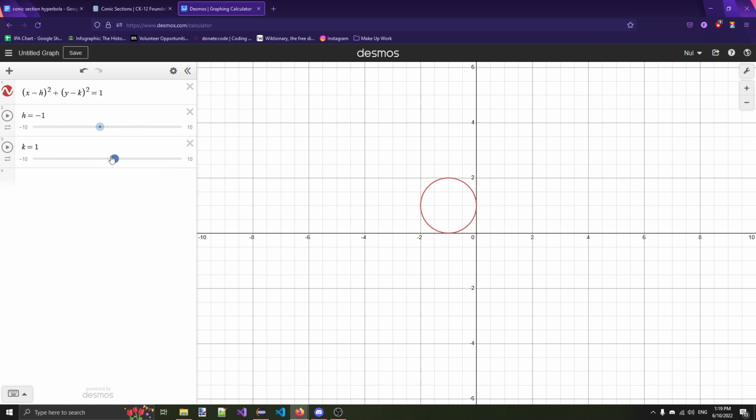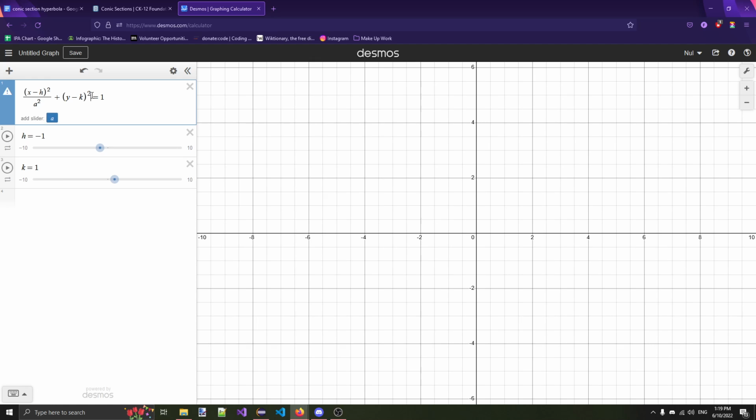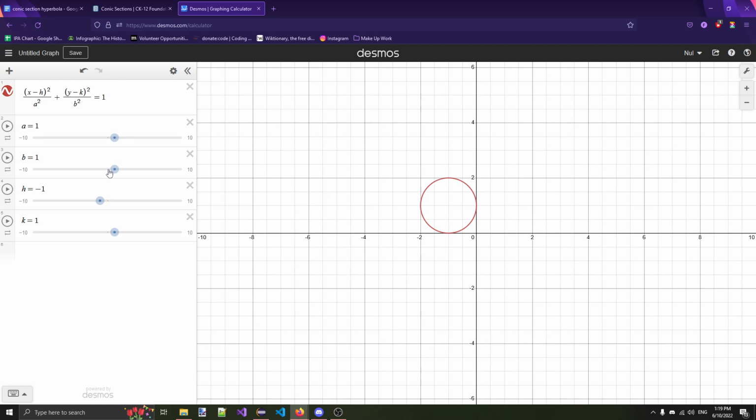But what if we don't want just a circle? What if we want an ellipse? What if we want to be able to stretch this little circle out? Well, then we need a squared and b squared to come into the equation. Now we can stretch this out, or that way. Isn't that so cool? Let's reset these back to 1.